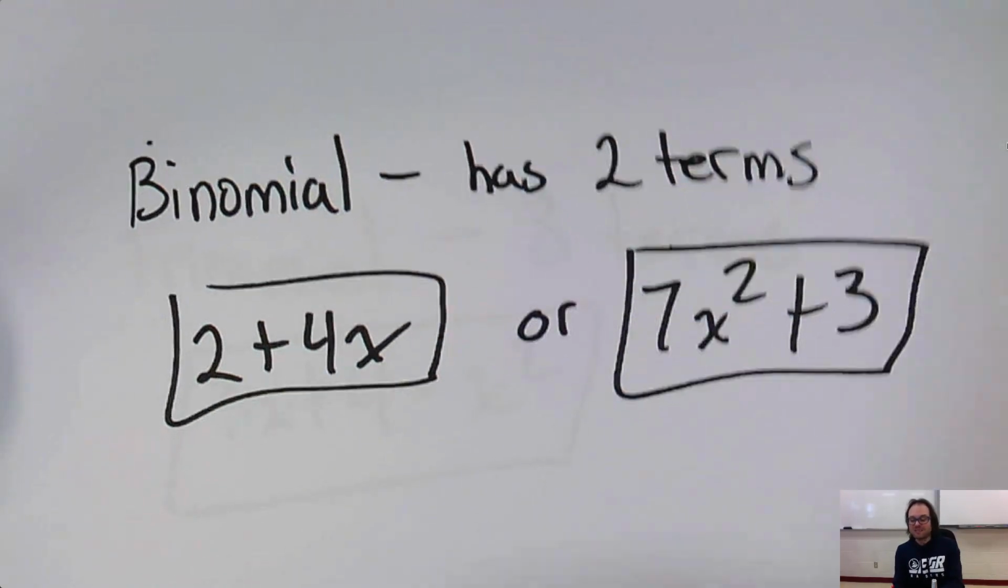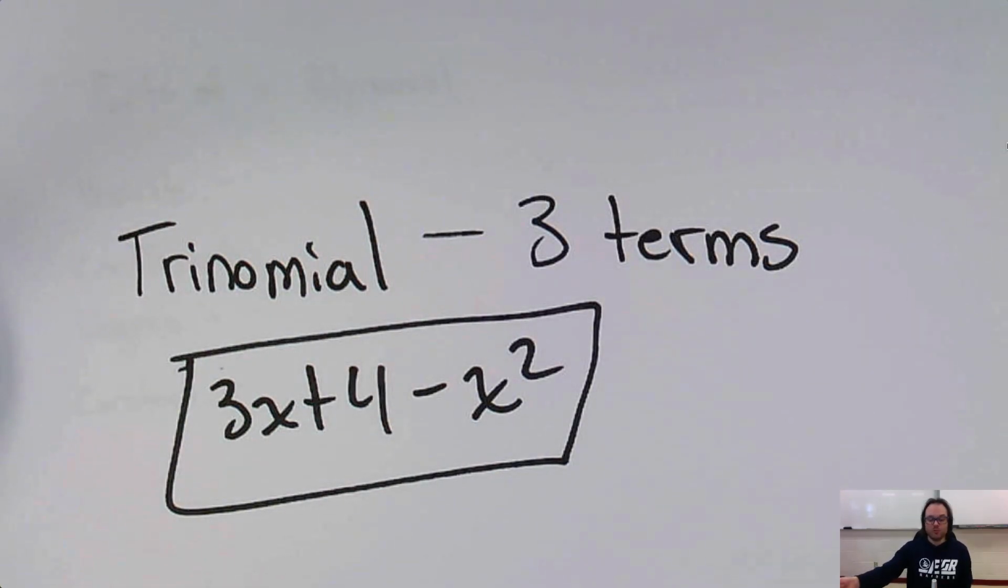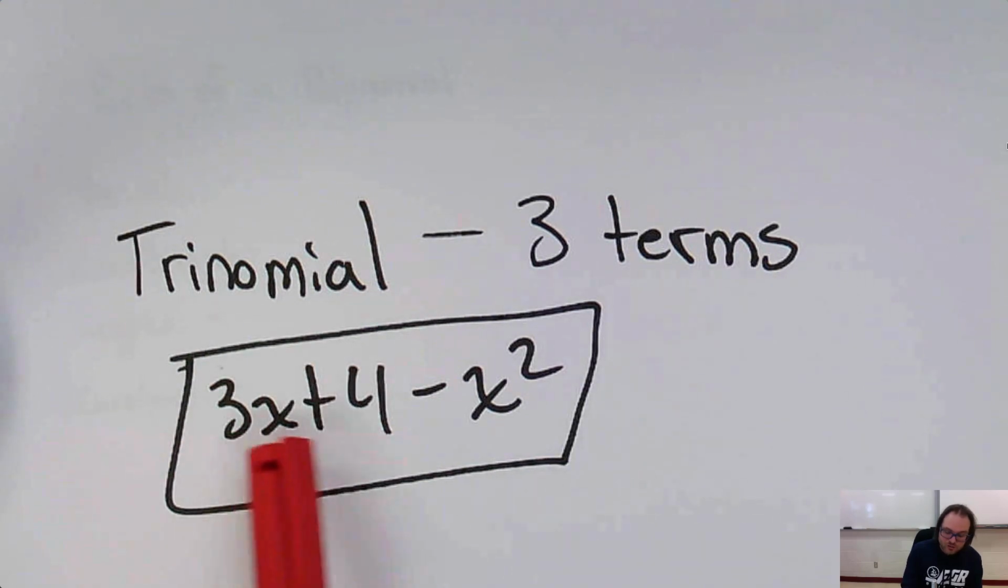And then our last specific type of polynomial is called a trinomial. In a trinomial, it has 3 terms. Think of a tricycle. Binomial, 2 terms, like a bicycle; tricycle, or triangle, 3 angles, tricycle, 3 wheels. Now, a trinomial has 3 terms.